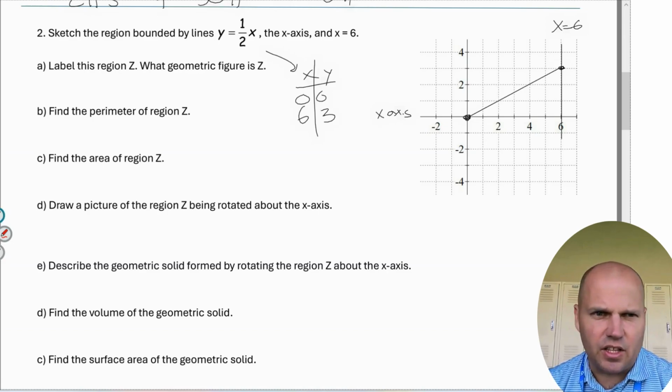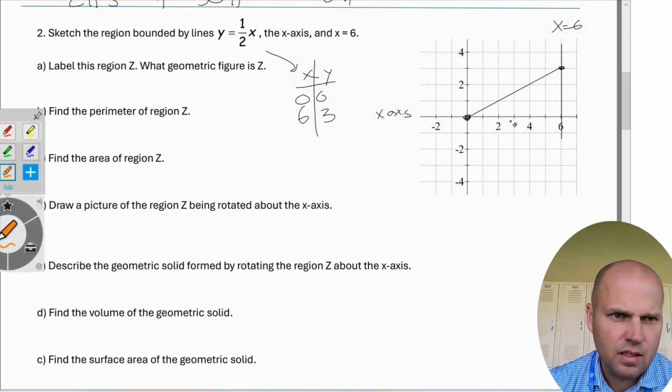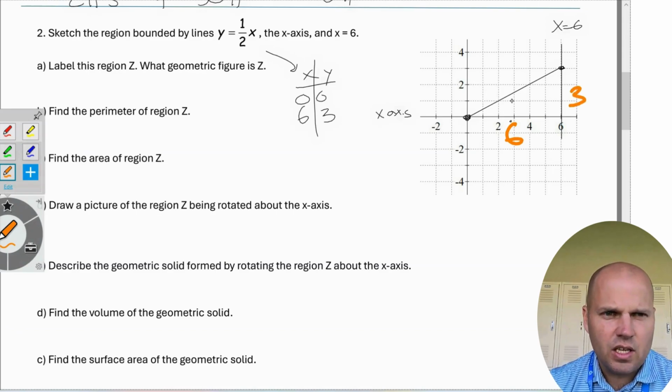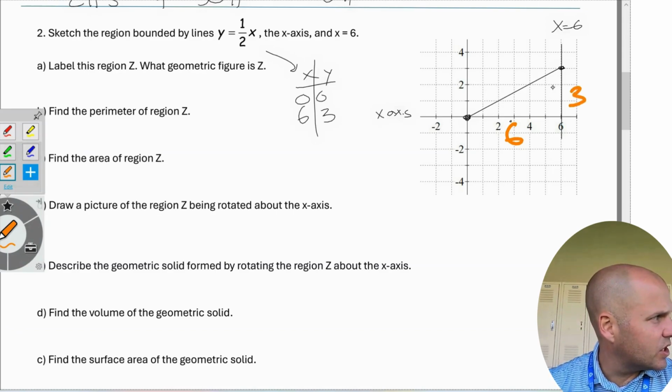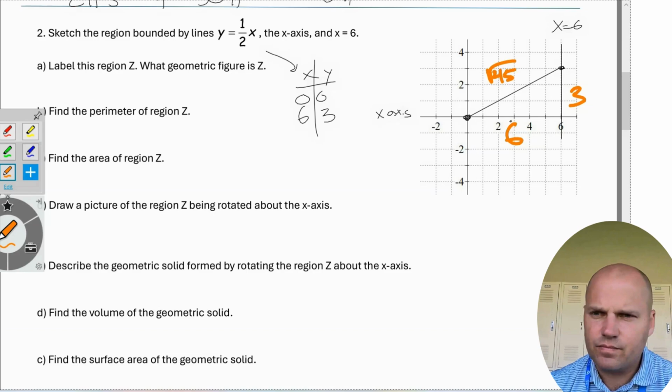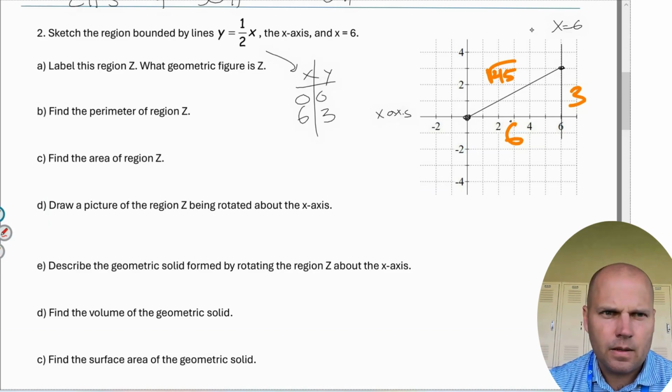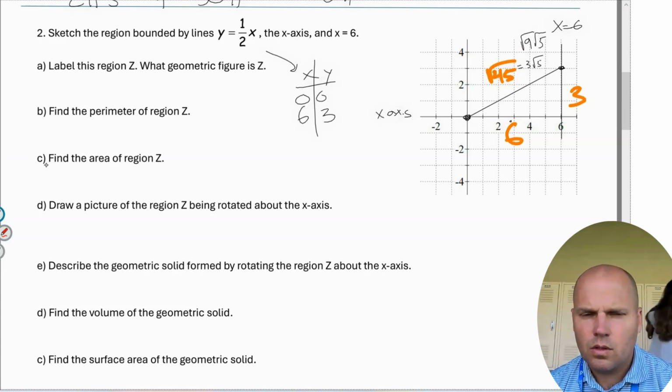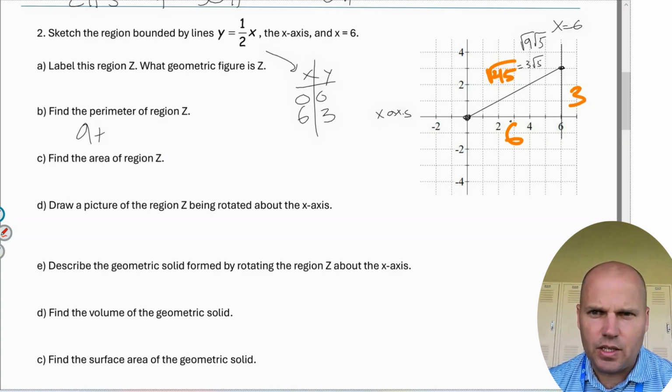It helps to understand the dimensions. This is 6. This is 3. This is going to be the square root of 36 plus 9, which is root 45. Perimeter is 9 plus 3 root 5. Area is half the base times the height. So a triangle, obviously.